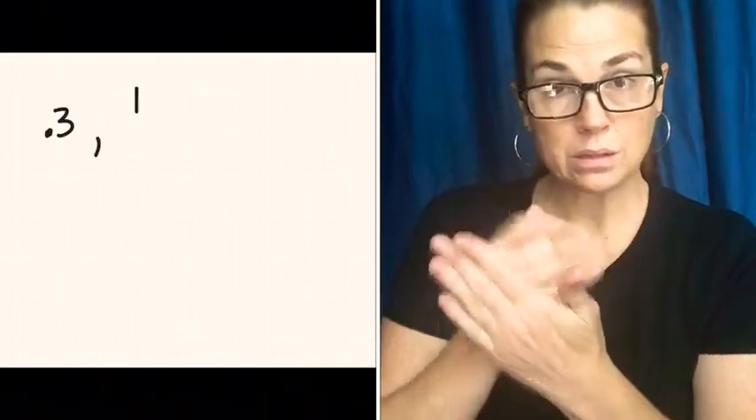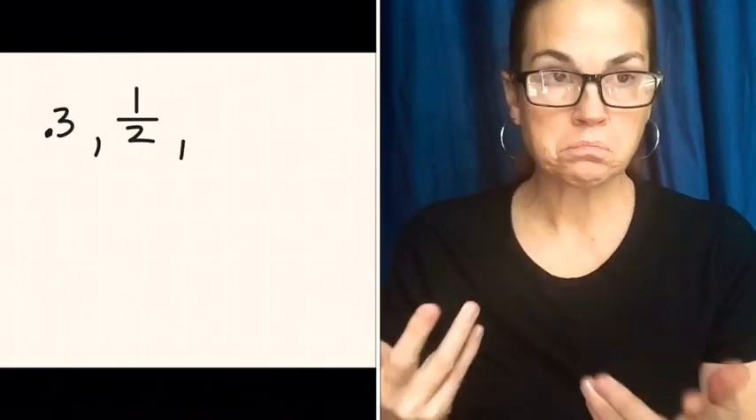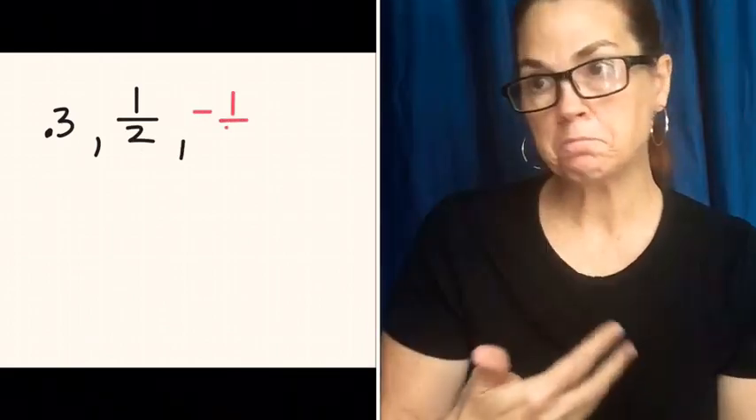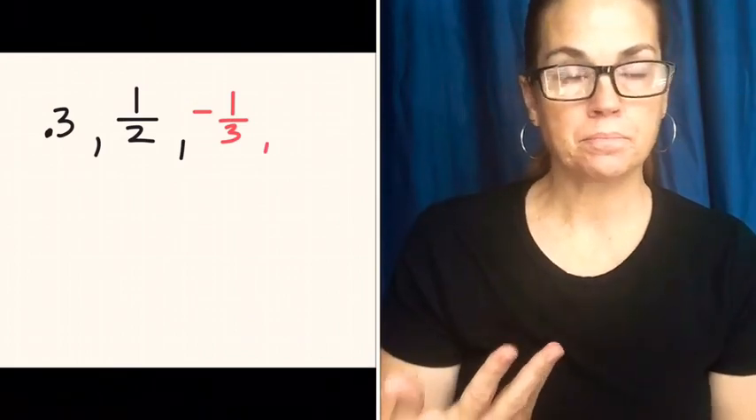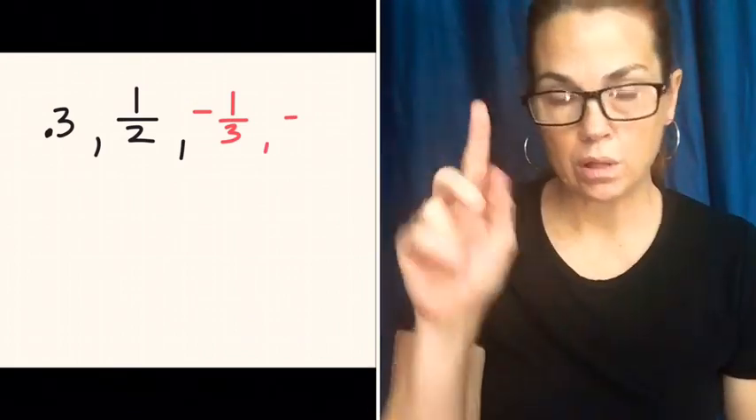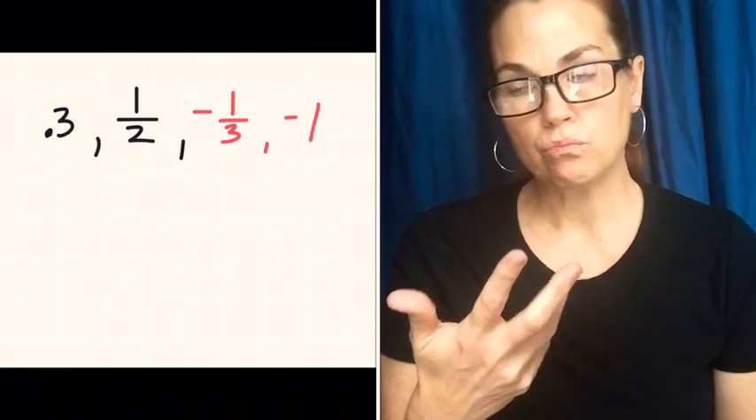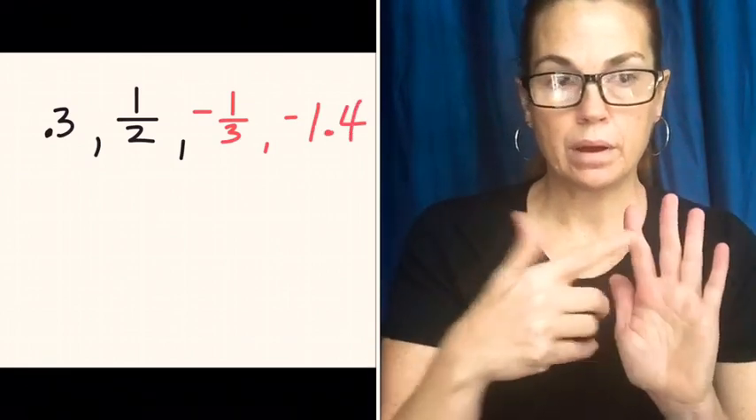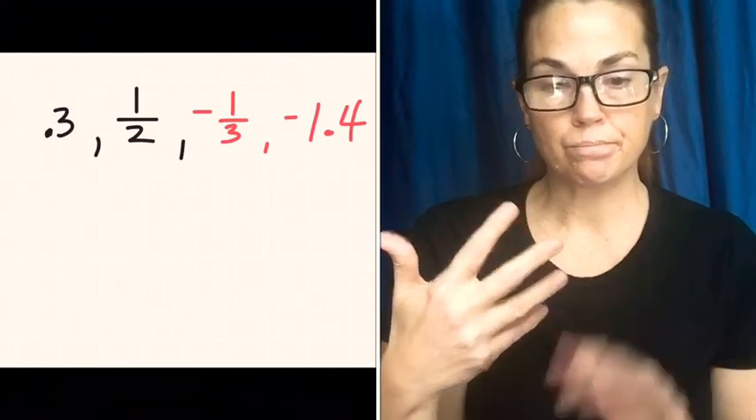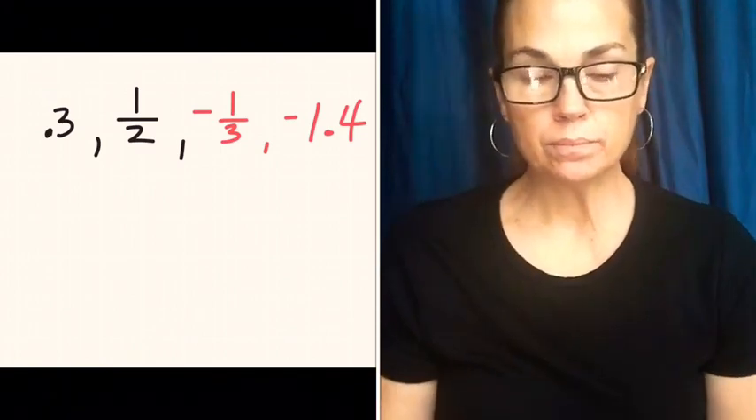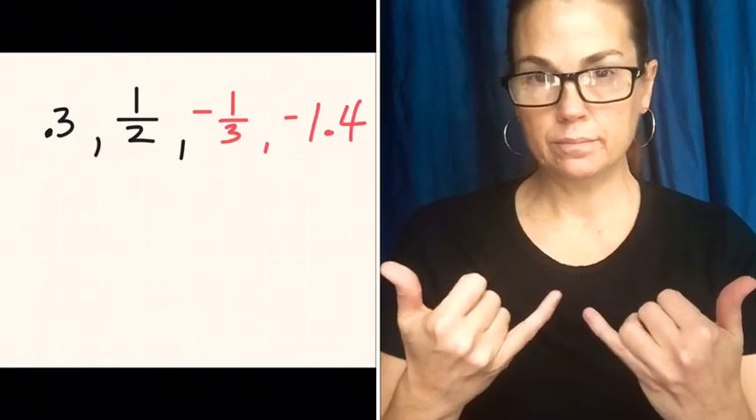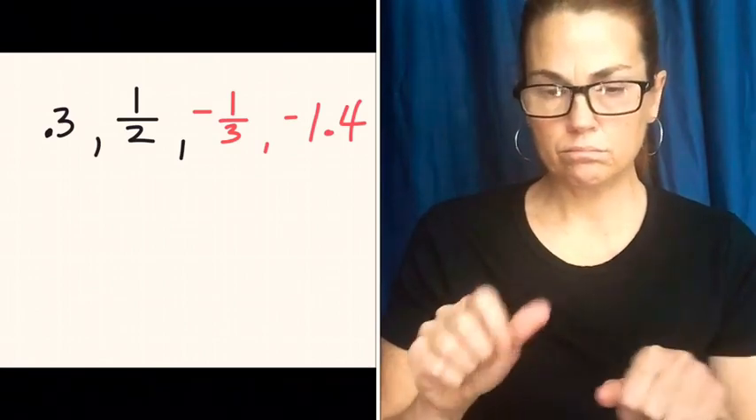Now, what if I were asked to compare and then order a list of rational numbers? What if I had, say, 0.3, 1/2, negative 1/3, and negative 1.4. Now, I could choose to put these all in the same form, or I could look to see if there's some things that I could do logically first.